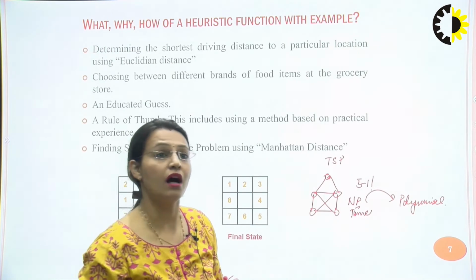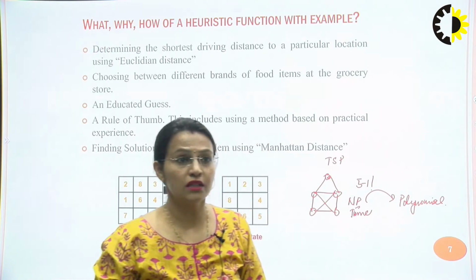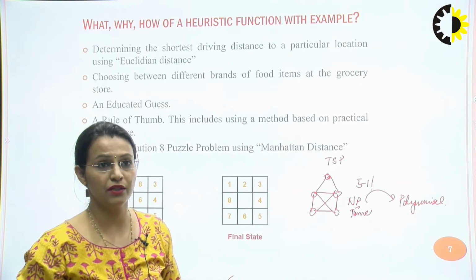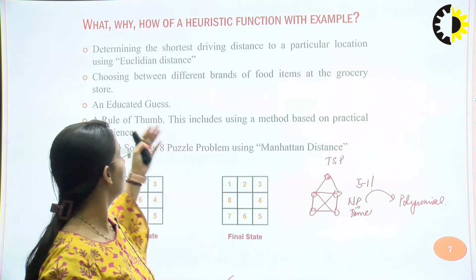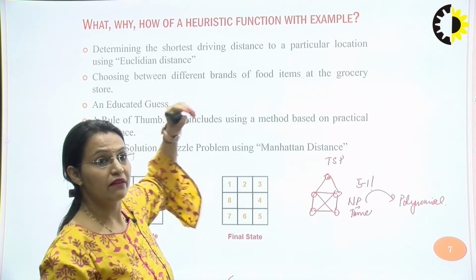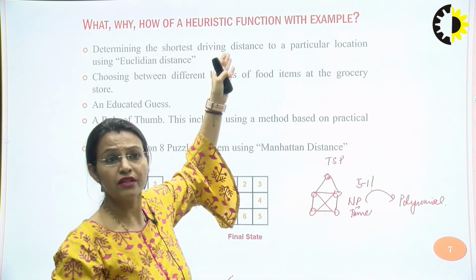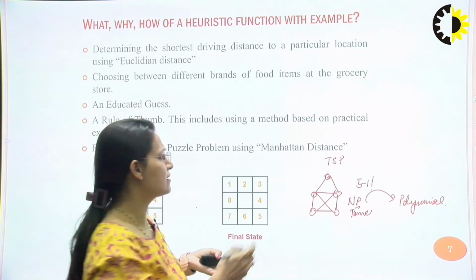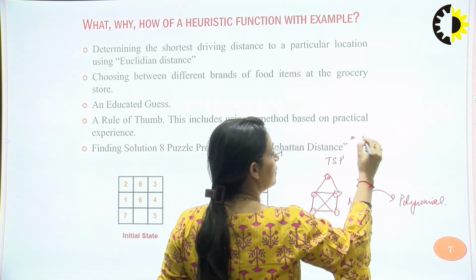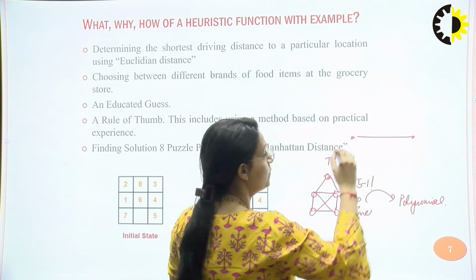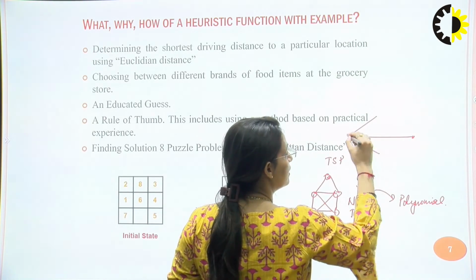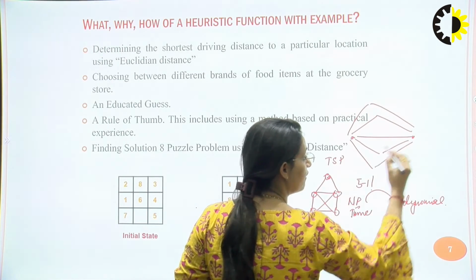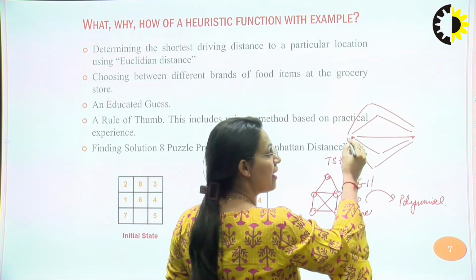Now the third question is how to calculate the heuristic function. There can be various ways to calculate it. A real-time example is, if I am driving, how to find the shortest driving distance to a particular location. It can be done via Euclidean distance. Basically, if I am here and I have to reach here, there could be different paths for this, and I could reach this destination node in any way, but I'll choose the path which has the shortest distance.